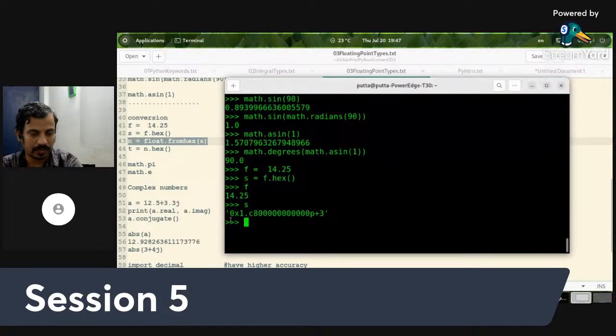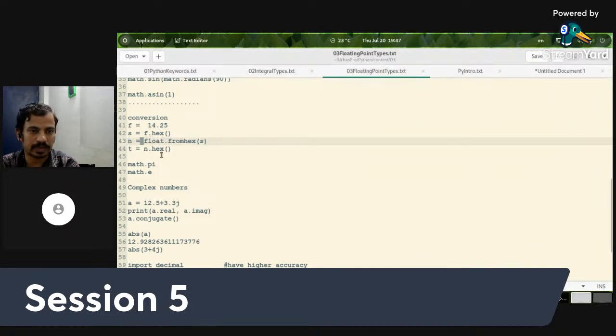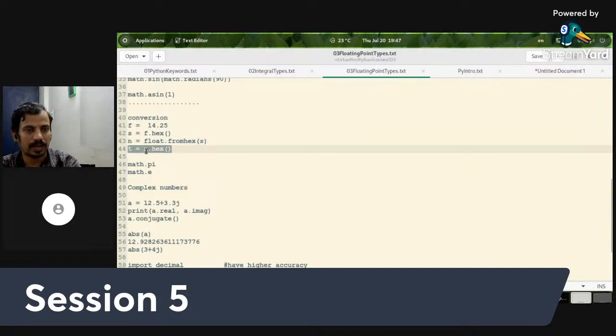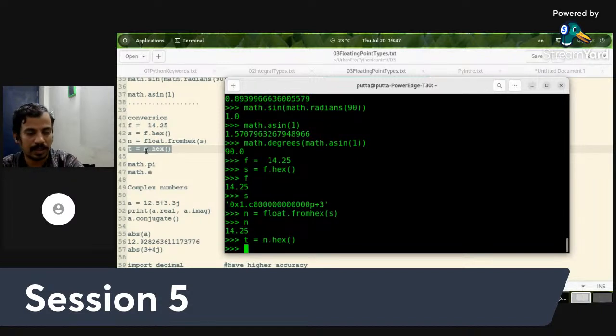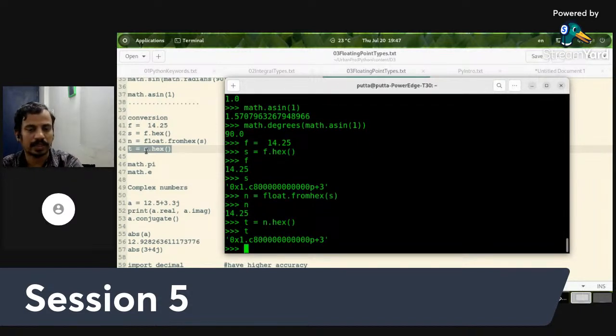Then if you want to convert it back, you can use the float.fromhex function. Anyway, I will share all these instructions with you. You just need to repeat them. And again, you can reconvert it back to hexadecimal, the same way.